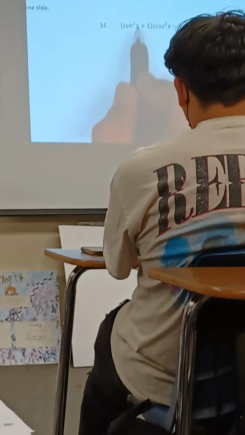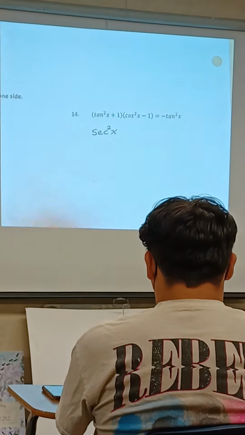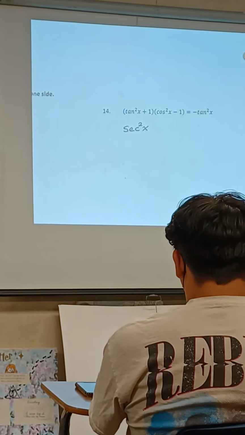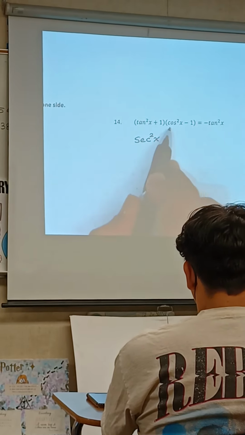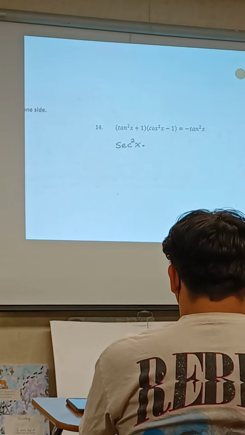What is tangent square plus 1? Secant squared. Say it again, Surya? Secant squared. Secant square, yeah. That's one of the identities that you have to remember. 1 plus tangent square is secant square. Okay. Now, do you know what cosine square x minus 1 is? What is that?